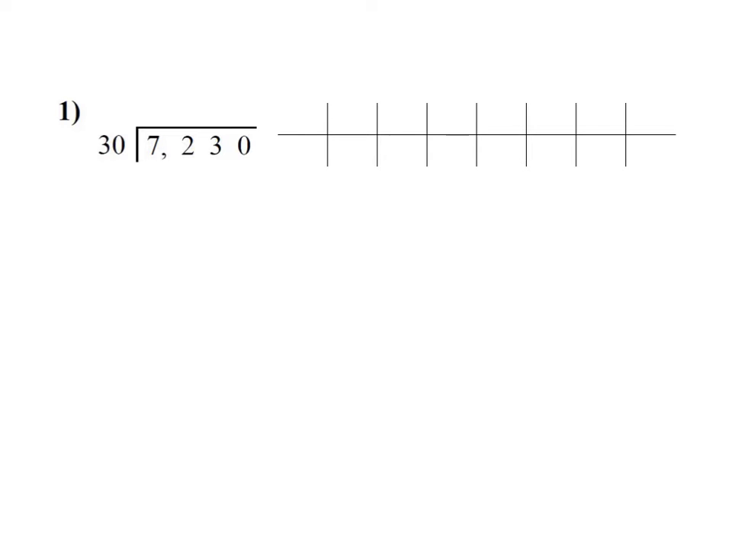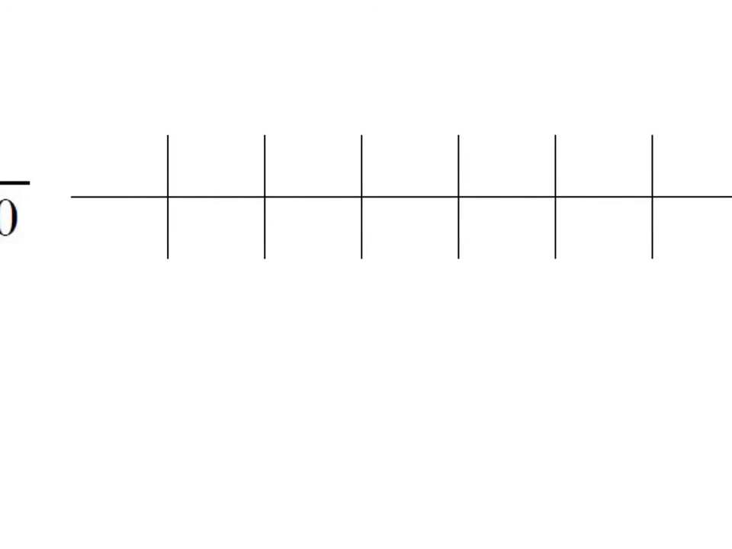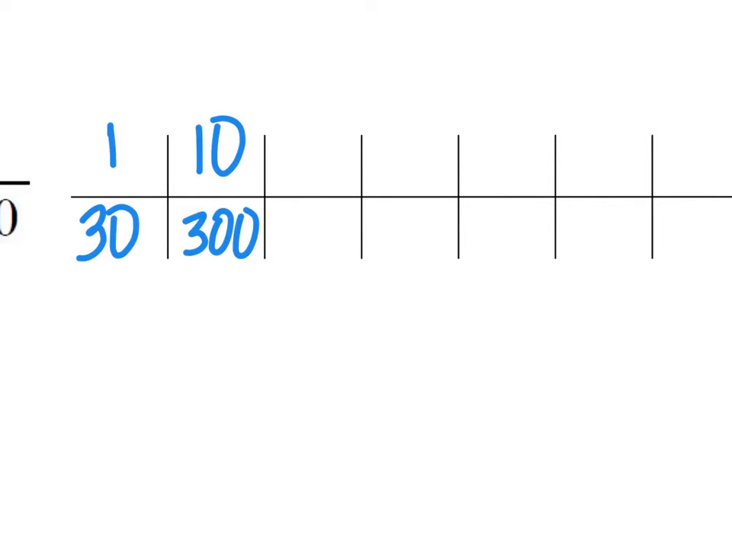7,230 divided by 30. So what I'm going to do is put some numbers into my ratio table here first to kind of get me started, so when I go to do my division I don't have to stretch my brain too much. The numbers I am looking for are groups of 30. So one group of 30 is 30, 10 is 300, and 100 is 3,000. And what was that number that we're trying to get to again?